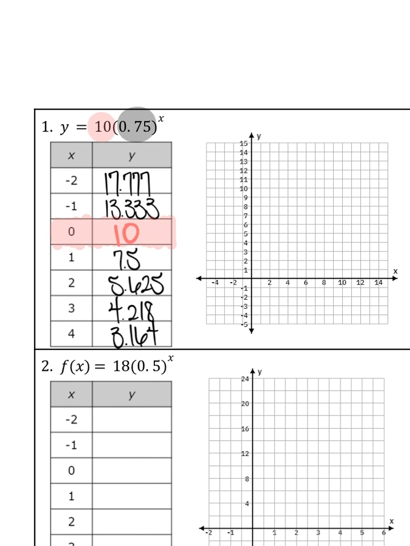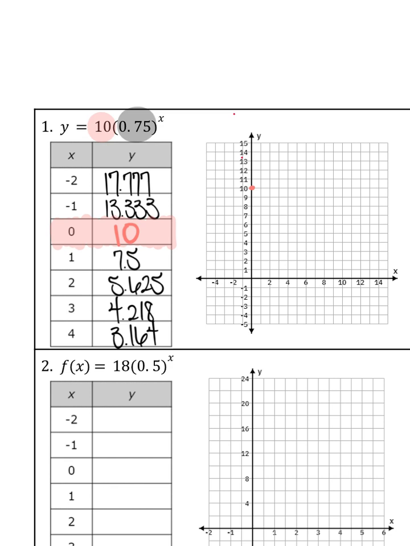From here, I can go ahead and graph this on my graph. I'm going to start with my 0, which is paired with 10. My y-intercept starts there. And then I'm going to graph all of the other things, and I'm going to connect them. I have -2 paired with 17, which is somewhere up here. -1 paired with 13.3, which is somewhere around in here.